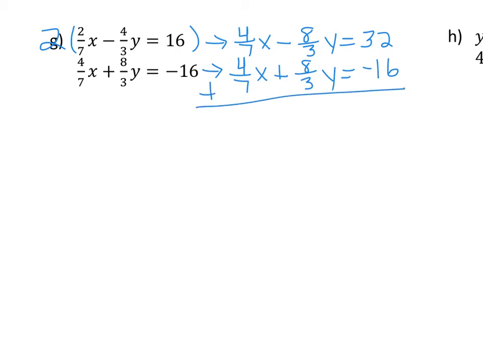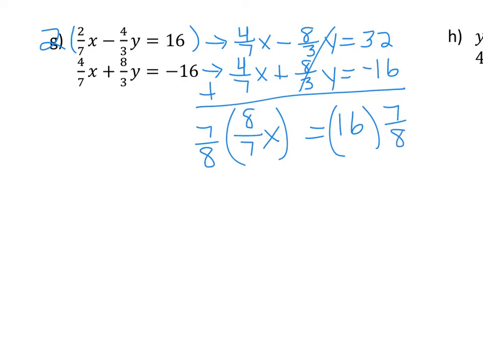We're going to use elimination, so let's go ahead and add. 4/7 plus 4/7 is 8/7. Y's cancel out, equals 32 plus -16 is 16. Multiply both sides by 7/8. X equals, so 16 times 7/8 equals 14.